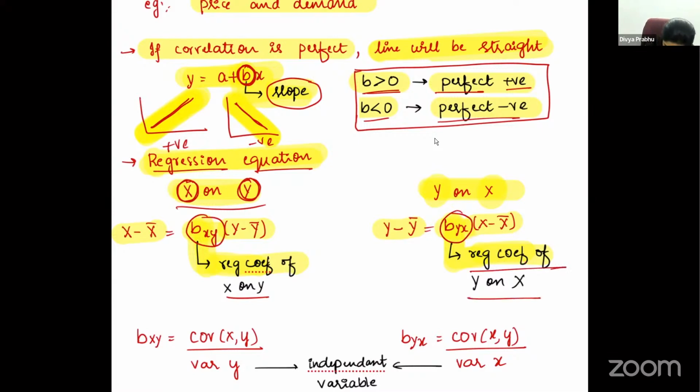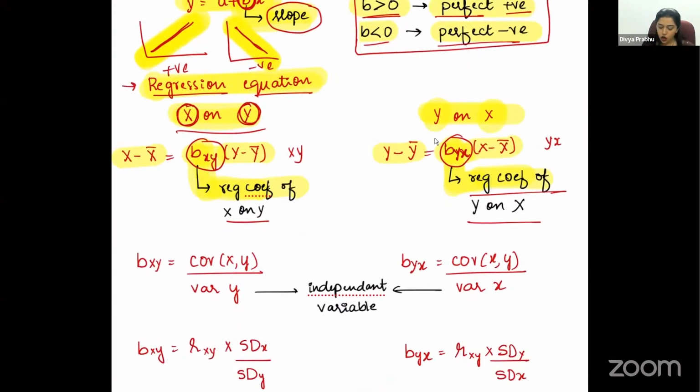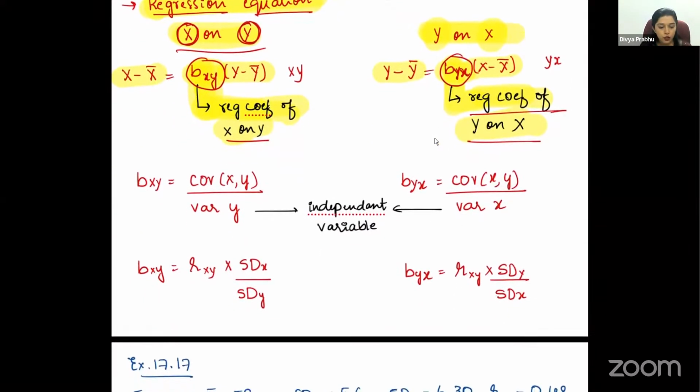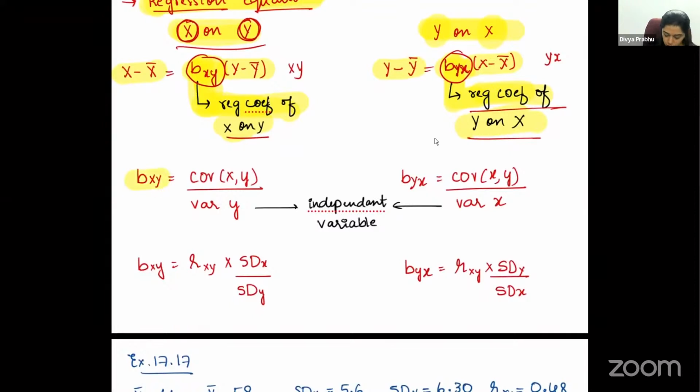Always remember, x on y means x will come first, y will come later. Y on x means y will come first, x will come later. That is what is mentioned in the byx. Understood? This is how you can remember. So how do we find these regression coefficients, which is bxy and byx? What is the formula? The formula is bxy is equal to covariance of x comma y divided by variance of y. Byx is equal to covariance of x comma y divided by variance of x.